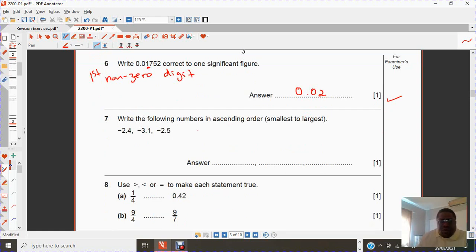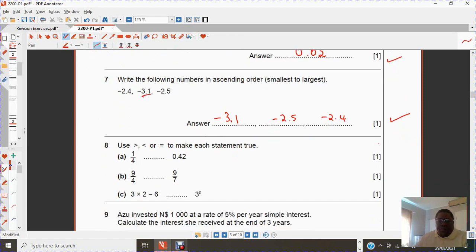Ascending means from small to big. Now, remember, smallest is a number that is furthest away from 0. So negative 3.1 is furthest away, then negative 2.5, and then obviously negative 2.4. So always look at the one closer to 0. Okay, as you get closer to 0, the numbers become bigger and bigger. 1 mark for the correct arrangement, no special case.